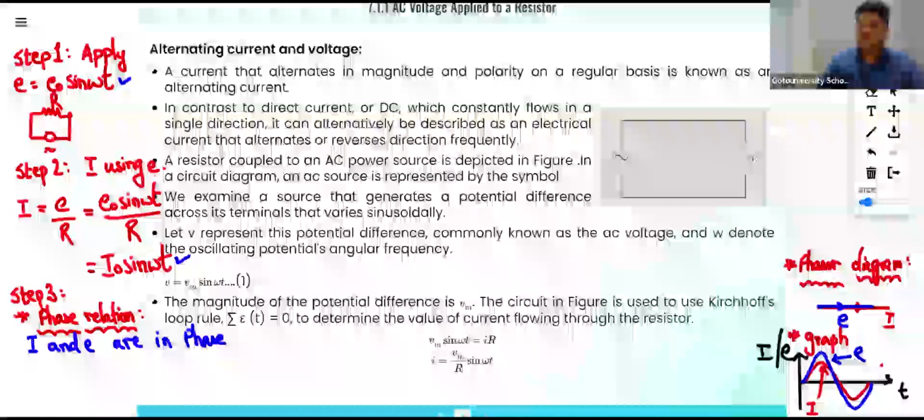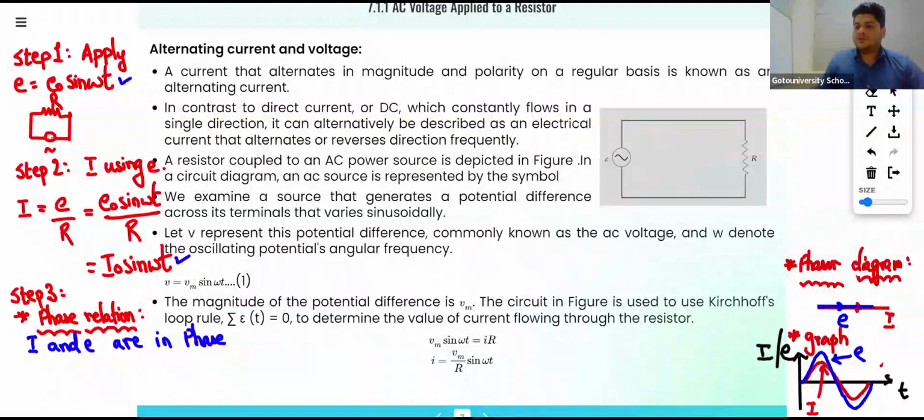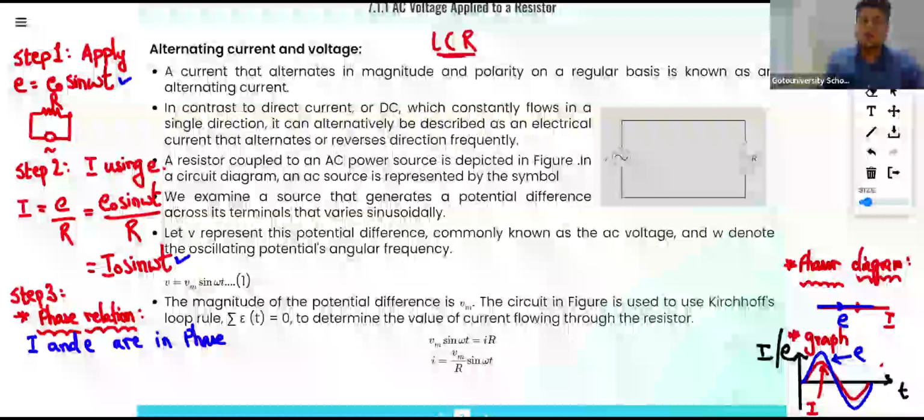Then we have the next step. The first one was to apply E is equal to E naught sine omega t. That will be common for every circuit like L, C, and R. And the second one we are going to see is current. What is current? Current will be E upon R, because V is equal to IR as per Ohm's law. That means I will be equal to E upon R. In place of E, we are substituting E naught sine omega t. E naught upon R is I naught. So I naught sine omega t.